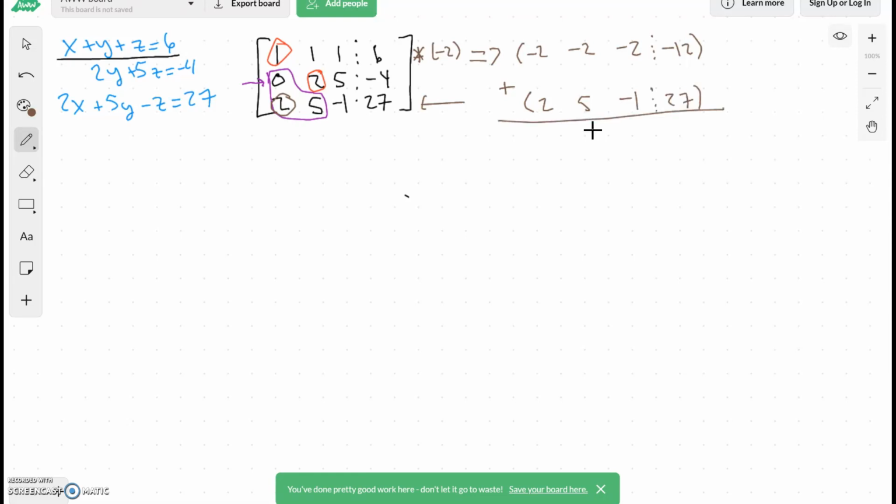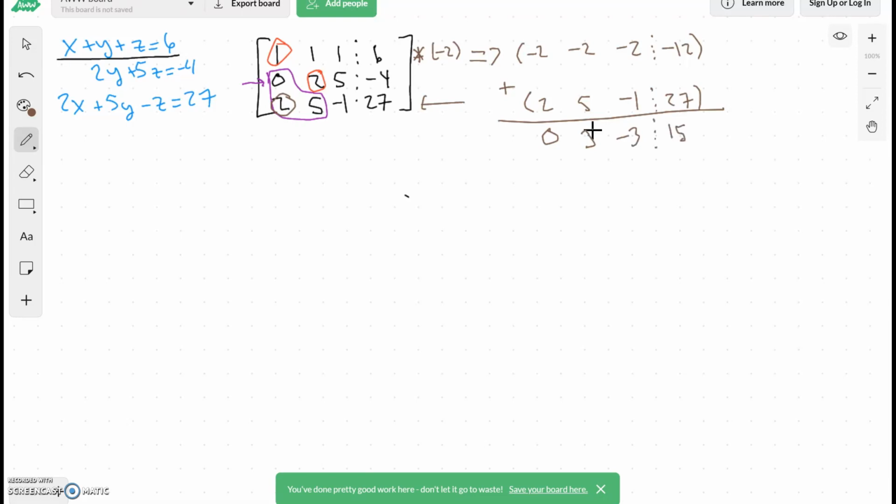So now I'm just going to add this up, right? So negative 2 plus 2 is just going to give me a 0. Negative 2 plus 5 is just going to give me a positive 3. Then negative 1, negative 2 is going to give me a negative 3. And then this is going to give me what? A positive 15. Okay. All right.